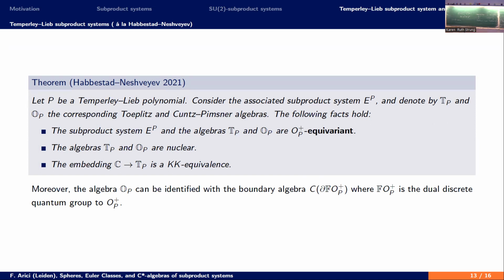And their proof of the KK-equivalence is like 10 lines compared to our 10 pages, but they use Baum-Connes, so of course, they use something powerful. But what they also show is that this quotient algebra is a boundary of something, and it's a boundary of the dual of the quantum group O^+.